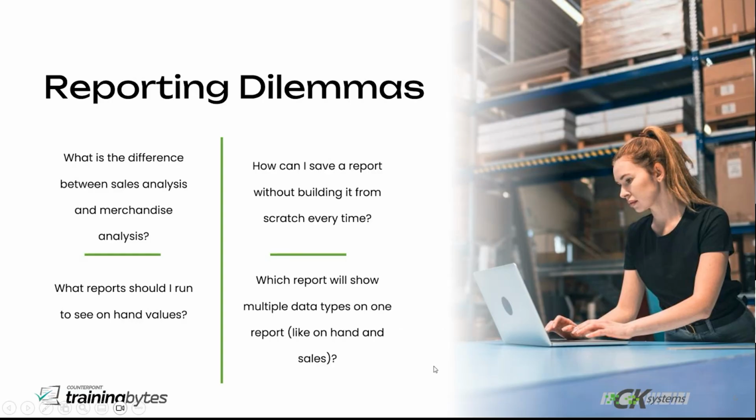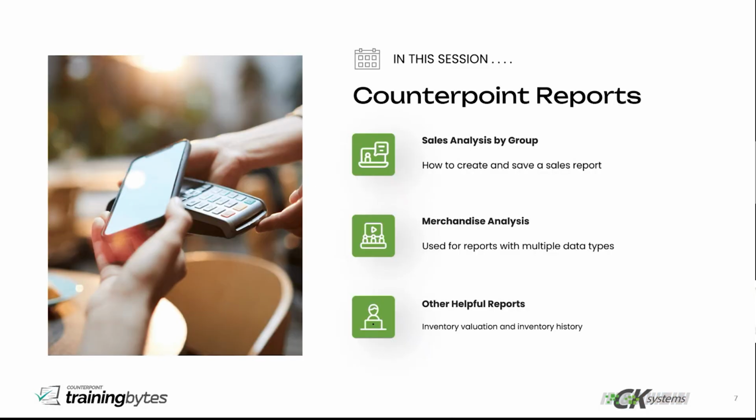And then often when I'm teaching somebody how to run a sales report, they'll want to see on hand on a sales report. Sales reports will never show on hand. So what kind of report would I run if I wanted to see sales and on hand? Or maybe on hand, sales, on purchase orders, on receivings, on transfers. In other words, multiple data types. And that's a data type. Any transaction's a data type, and your inventory records are considered data types. So that's what we're talking about today.